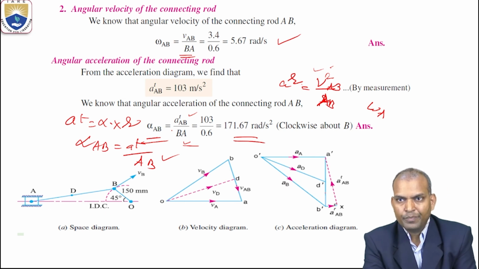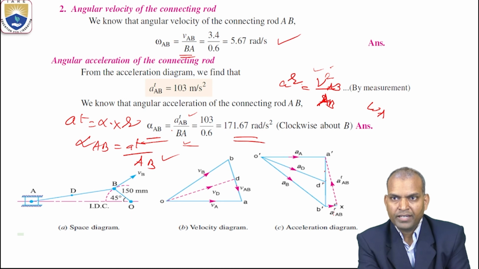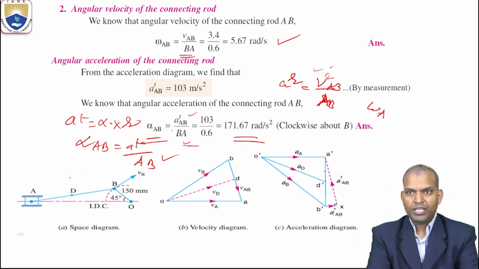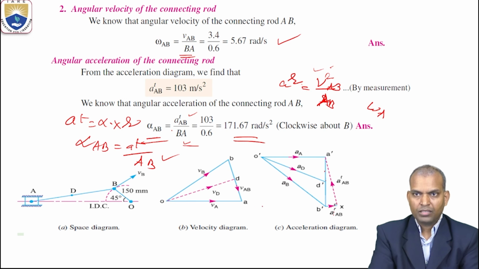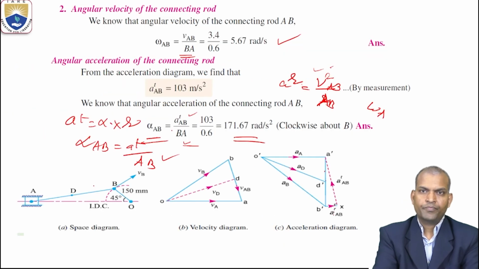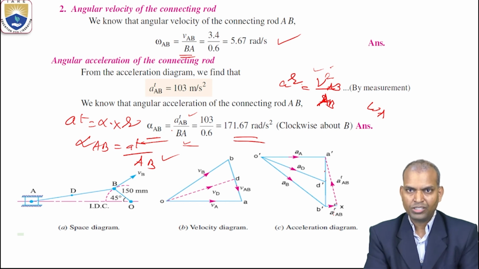Where is that alpha AB? This is alpha AB. This is in the clockwise direction. So the tangential component ATAB is clockwise. Thus we find alpha AB. Okay? It is in the clockwise direction, thus clockwise about point B. That is the manner we find the accelerations. How to draw the acceleration diagram, how to draw the velocity diagram. A very, very important model it is.